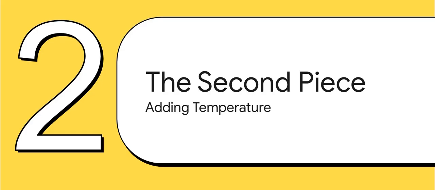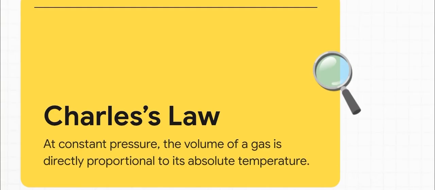Okay, piece one is in place, pressure and volume. But what happens when things heat up? I mean, temperature is obviously a huge deal when it comes to gases, and it's the next critical piece of our puzzle. And that, my friends, is where Charles' law comes in. It says that if you keep the pressure the same, the volume a gas takes up is directly tied to its temperature. And this just makes sense.